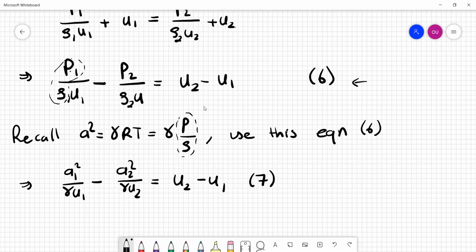And now this is a combination of continuity and momentum. So don't forget that this is continuity plus momentum. This is representing that. Energy is not here yet.